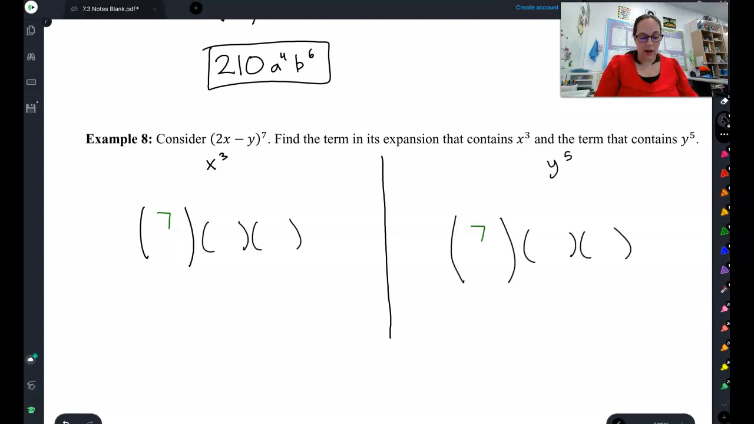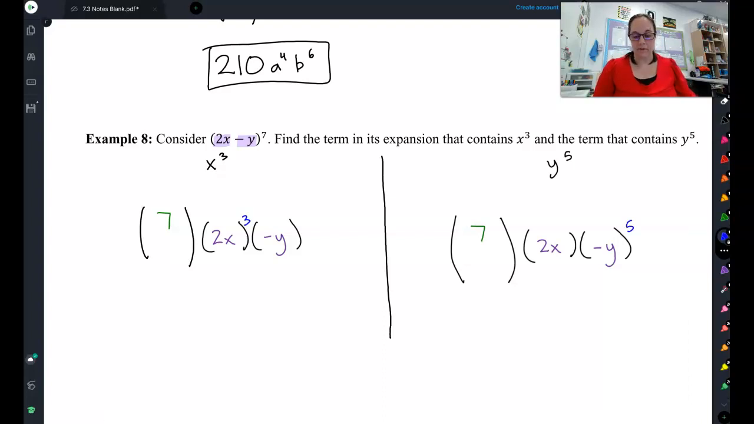Next, I know that I want this to have an x cubed in it. So let's fill in our 2x and our negative y. 2x, negative y, 2x, negative y. I want the x to be cubed, so this is going to have to be cubed. And in this one, I want the y to be to the 5th, so that's going to have to be to the 5th. Now remember, these two need to add up to my 7. So if this is a 3, that's going to have to be a 4 to add up to 7. And if this is a 5, that's going to have to be a 2 to add up to 7.